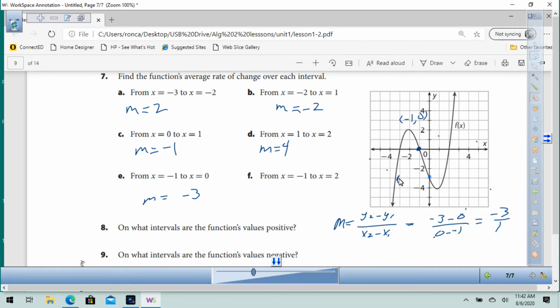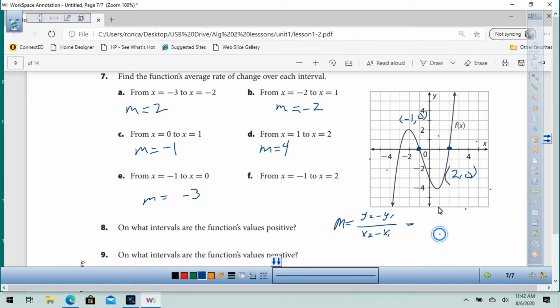All right, we're going from negative 1 to 2, and that's going to be right there. That's going to be 2, 0. So let's try that. We've got 0 minus 0 over 2 minus negative 1. That's 0 over 3, which is m equals 0. 0 divided by 3 is 0.